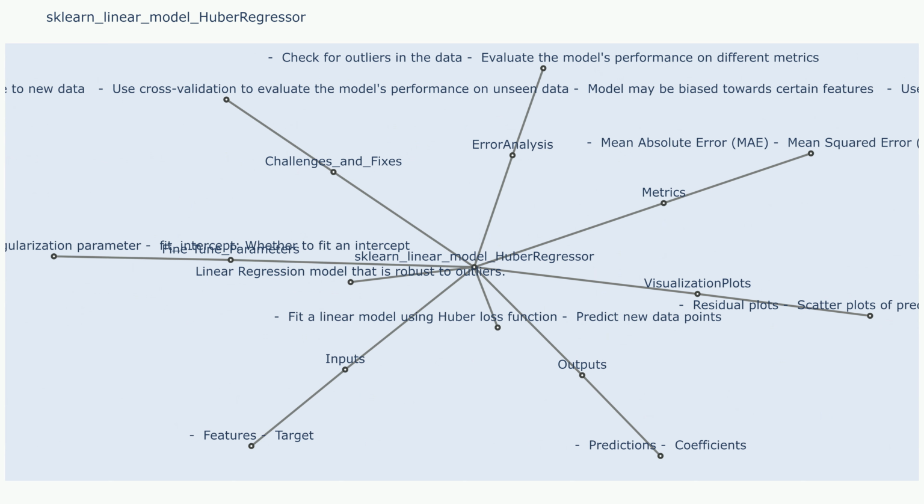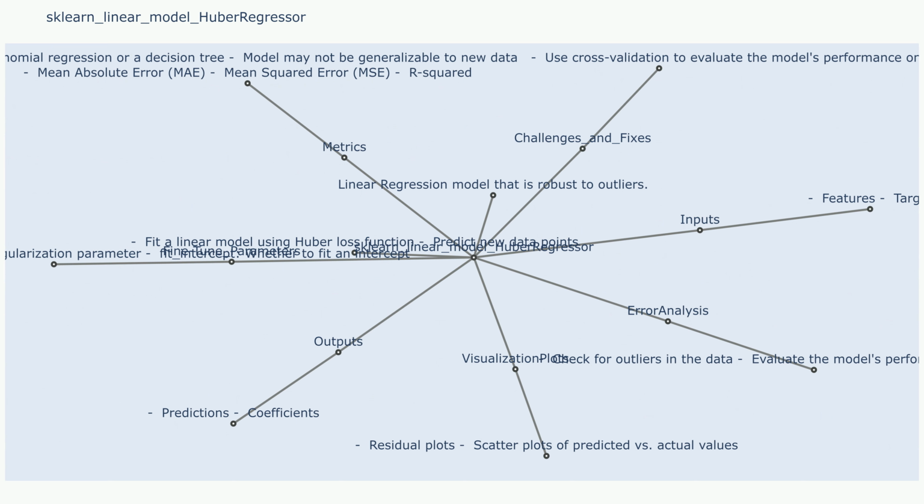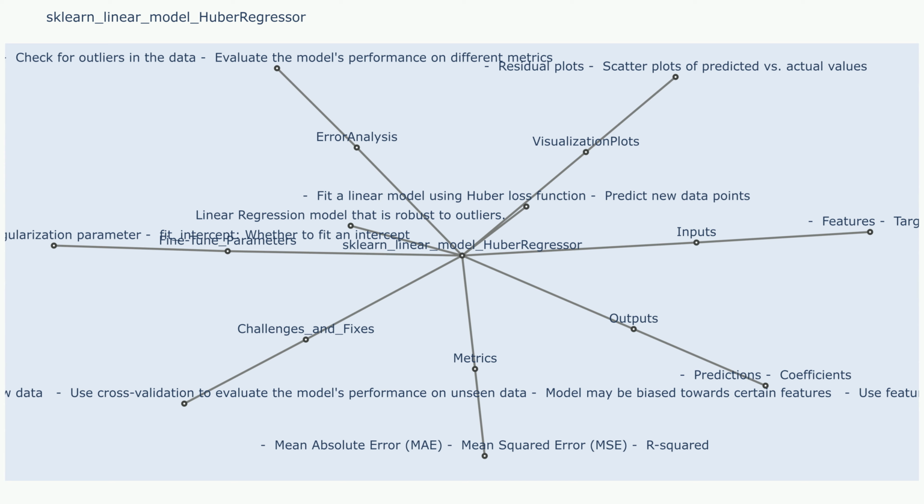Fine-tune parameters. Epsilon. This parameter controls the size of the neighborhood around 0 where the loss function is quadratic. A smaller value of epsilon makes the model more robust to outliers. Alpha. This parameter controls the amount of regularization applied to the model. A larger value of alpha penalizes the model for having more complex coefficients.